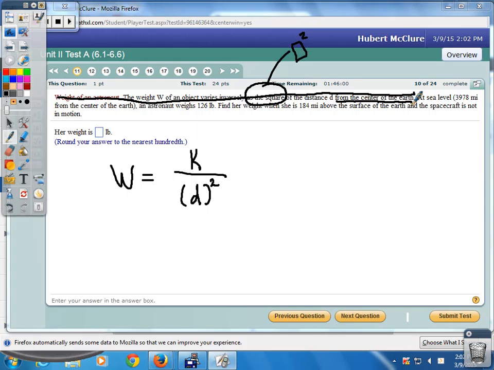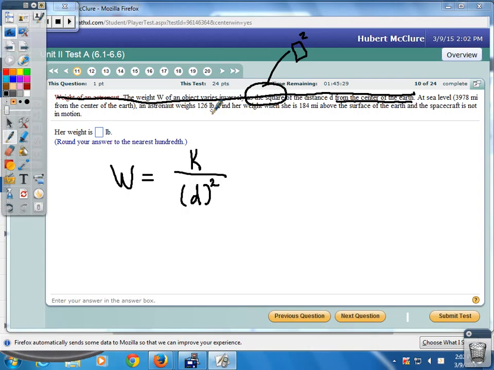3,978 what? Miles. So we've got to find out what we weigh, or what K is at the surface, before we can even think about doing something else. So let's find out what K is. An astronaut weighs 126 pounds at the surface at sea level. She weighs 126 pounds. So you've got to find K with 126 pounds.